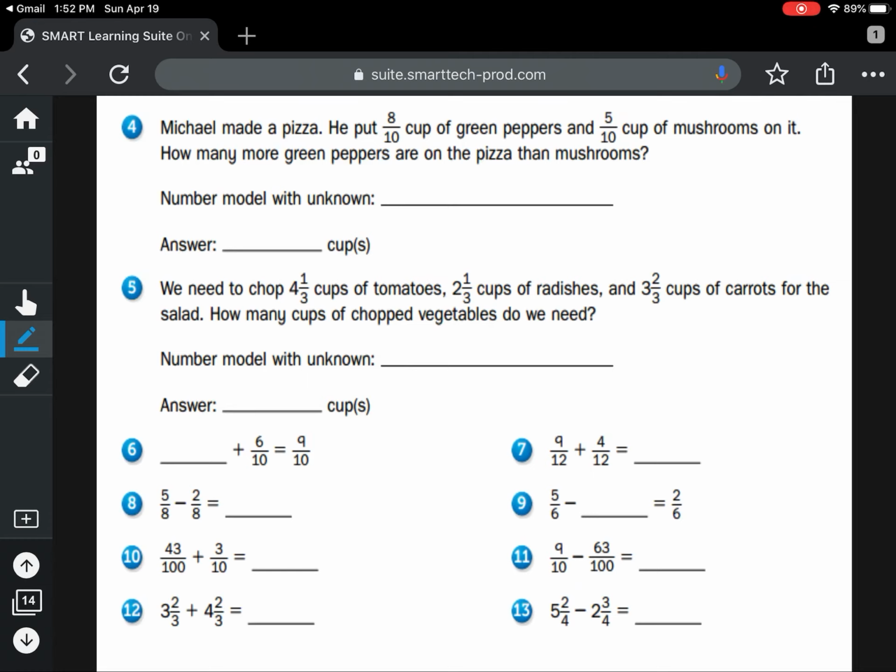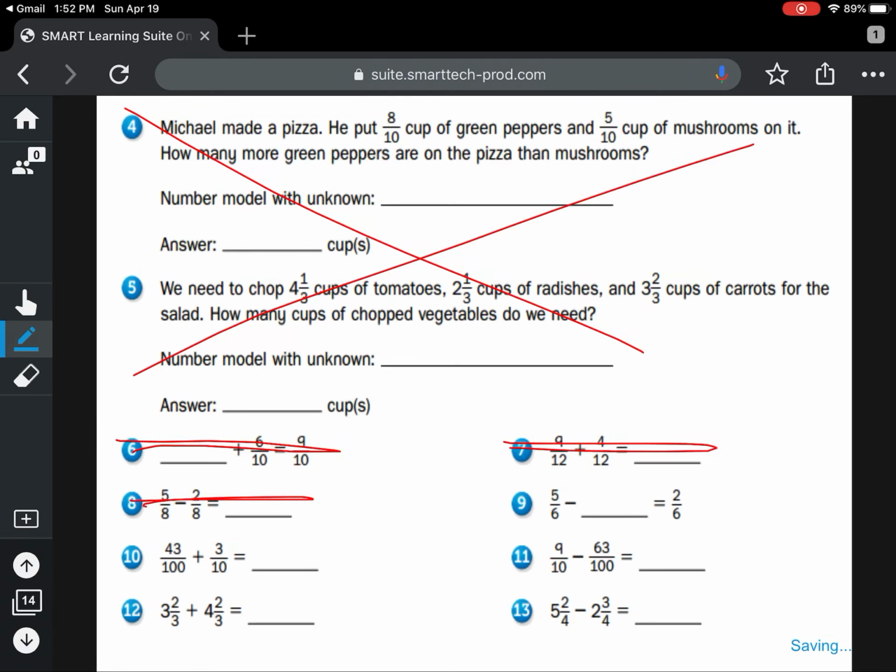For the second part of page 230, you can skip number 4 and number 5. I think you had enough practice on problems number 2 and 3. Then for number 6 through 13, we're just going to solve a few of those. I would like you to just solve 10, 11, 12, and 13. So you can mark out 6, you can mark out 7, you can mark out 8, and you can mark out 9. You just need to solve 10, 11, 12, and 13.